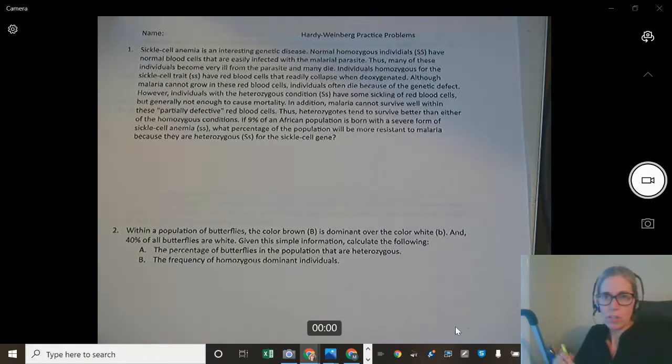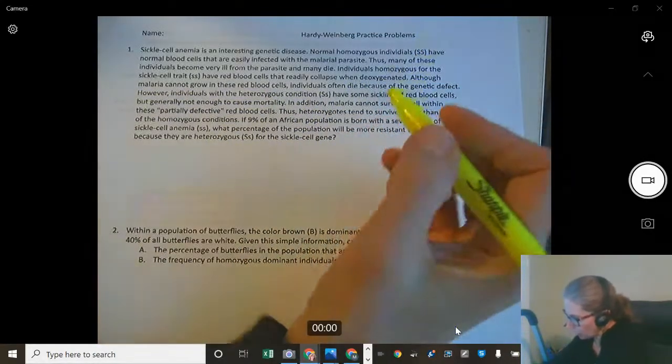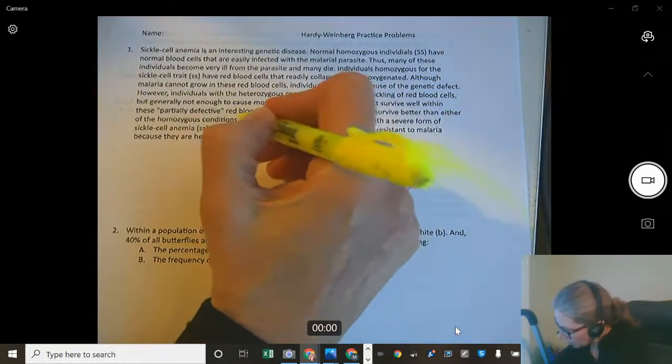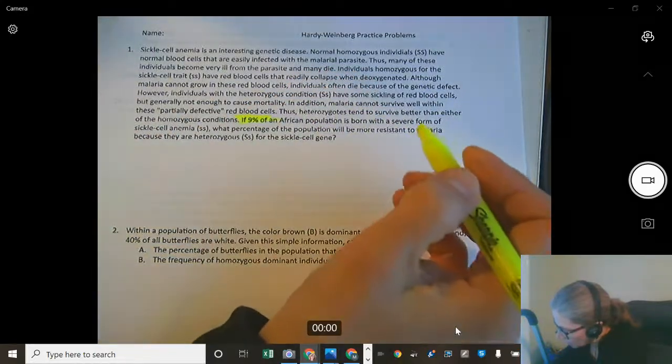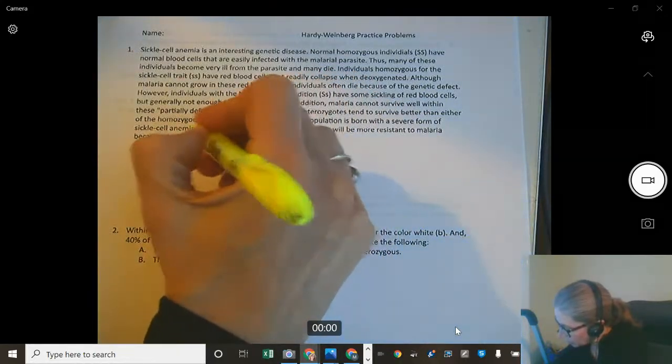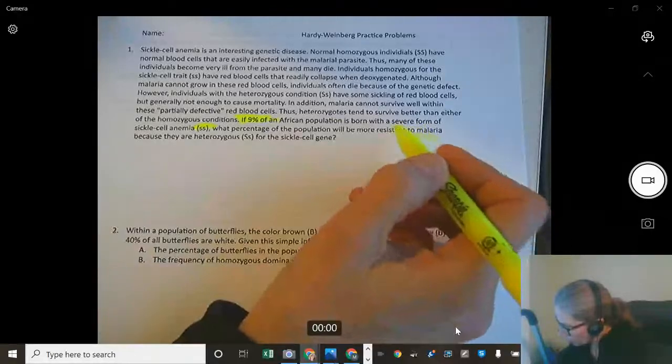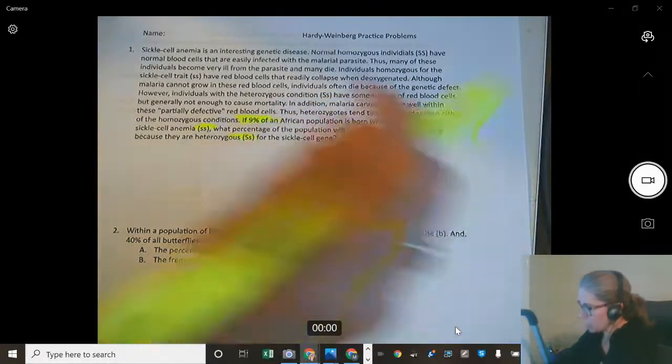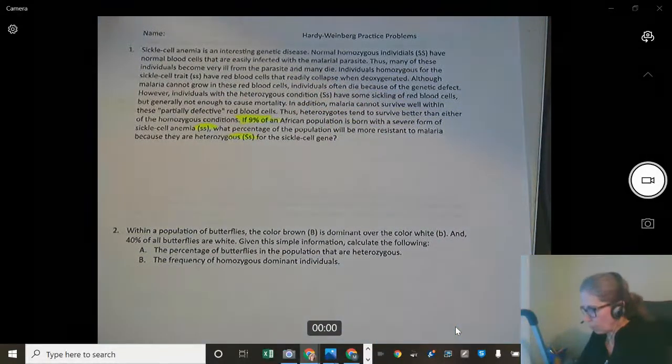So the first question is about sickle cell anemia, and if you read through it, the important part comes in at the bottom. It says that 9% of a population has little s, and then they want to know what part of the population will be heterozygous. So if you read through everything, that's actually what they're looking for.